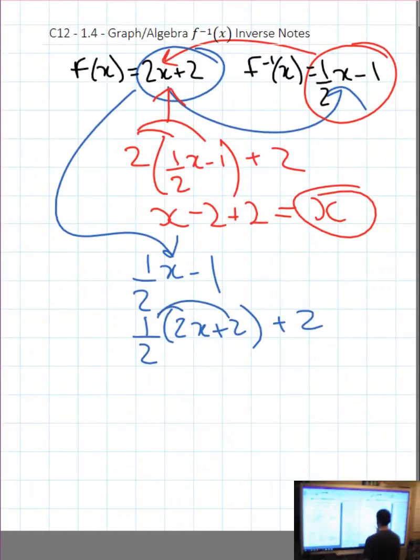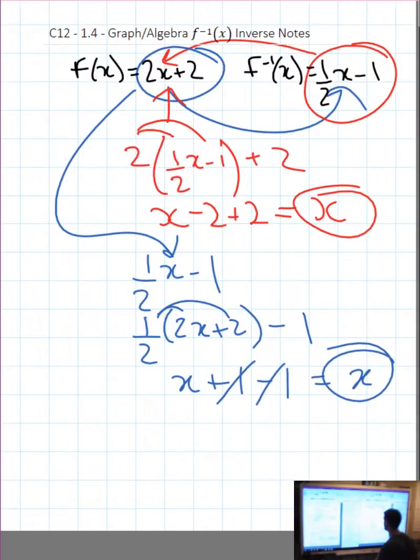Distributing, we get 1/2 times 2 is just simply x, and this should be a minus 1 off to the right. And if we keep on distributing, we get 1 minus 1, and those cancel, and we get x again. And that's the goal. We have to make sure that if we put the inverse back in for x into the original, or vice versa, both of them have to equal x, and that is the definition of an inverse. Or switching x and y, if you get the point.